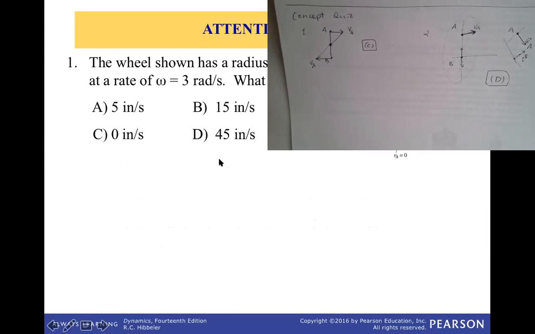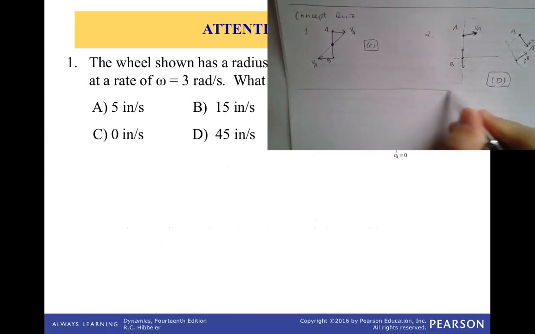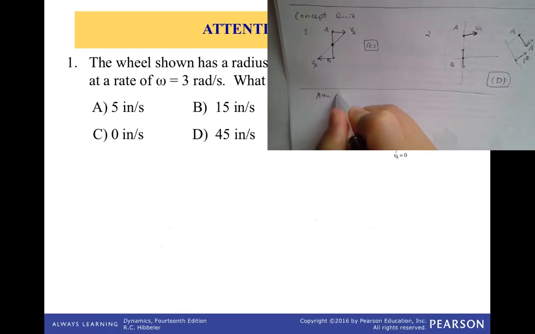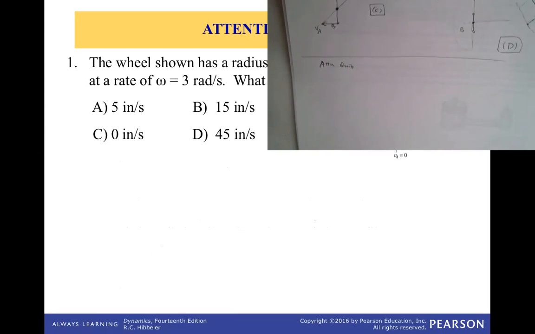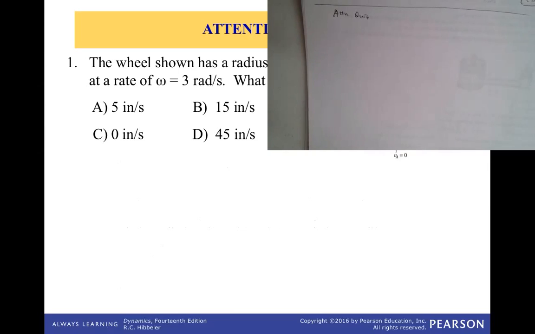Number 1 says the wheel shown has a radius of 15 inches and rotates clockwise at a rate of 3. What's VB? This is an application of the IC to figure out the velocity at point B. Let me see some more answers for this. Okay, got that.